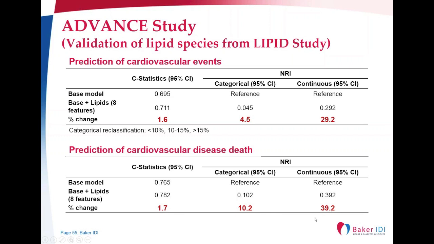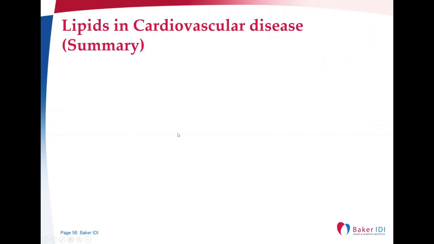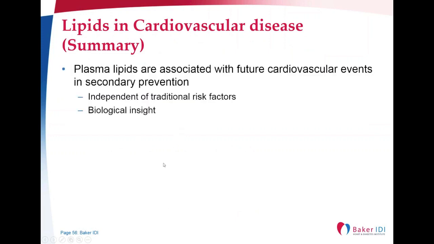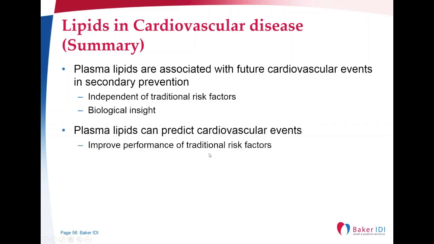Okay, so what we've been able to show, I think, is that plasma lipids are associated with future cardiovascular events in secondary prevention. This is independent of all of the traditional risk factors and clinical factors that are currently used. We can also see that we're starting to get some biological insight into lipid metabolic pathways that may be relevant in this disease. And we can use a relatively small group of those plasma lipids to predict cardiovascular events.